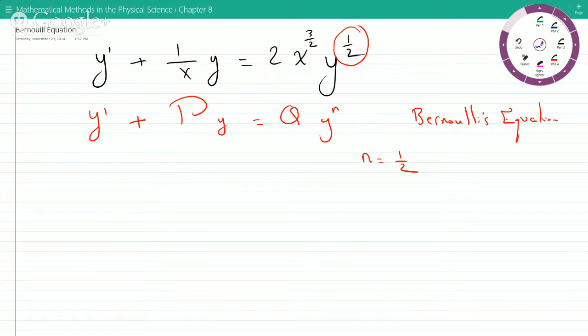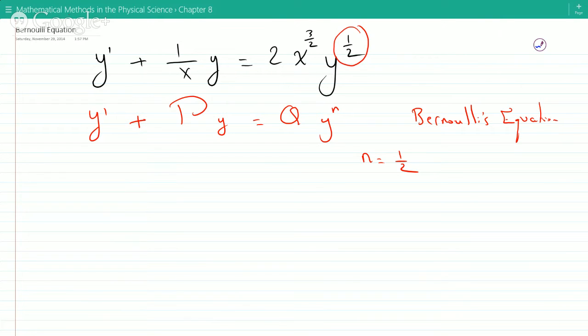So isn't it whatever the highest power of y is? No, it's the exponent of the y after you write the equation in the standard form, like this. So y prime plus something times y, it could be a function of x, it doesn't have to be, times y, and this is q, it could be a function of x, doesn't have to be, times y to the n. So n is half. And to reduce Bernoulli's equation, you do a transformation.